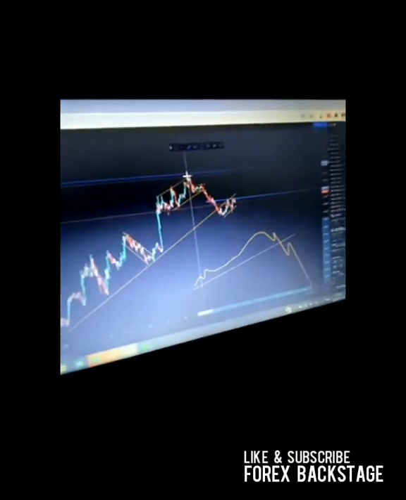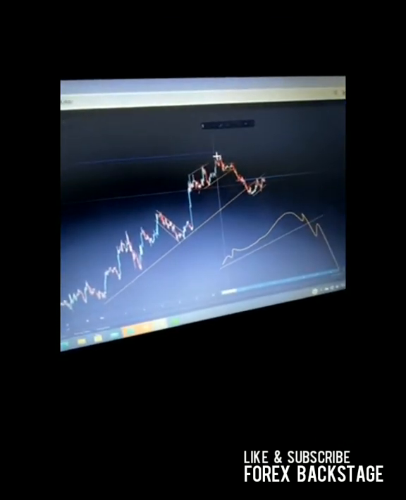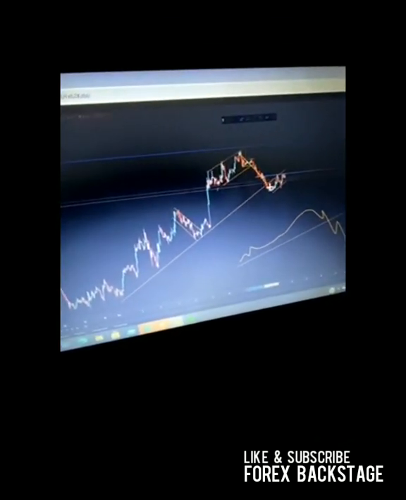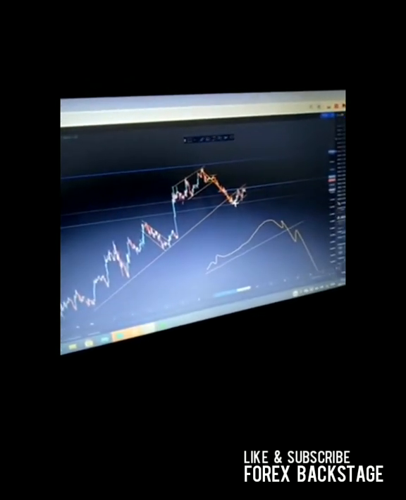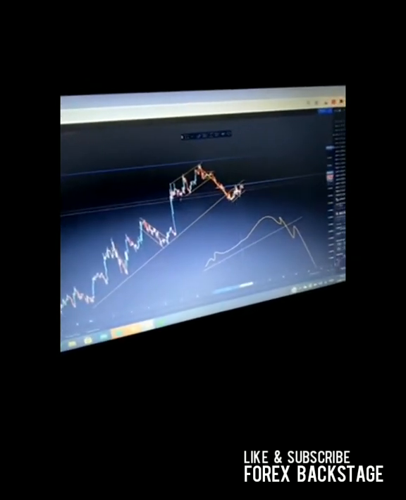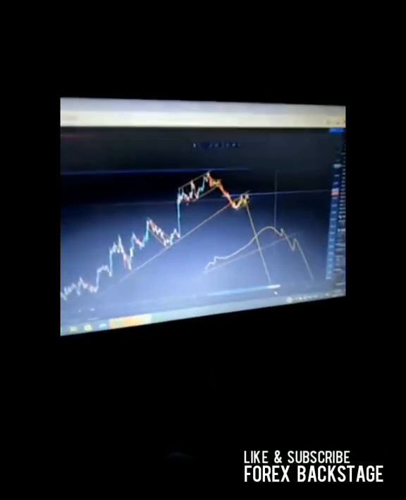Here's the story. Okay, check. On this level, we went down. Okay, fine. We broke that trend line. So now it's a correctional phase. Then we go down.